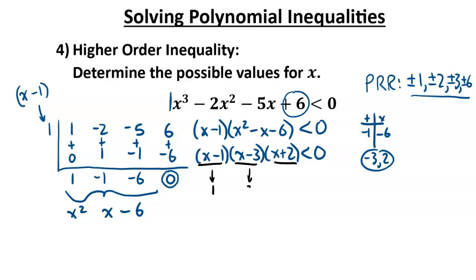If the factor is x minus 1, it has a root of 1. If it's x minus 3, it has a root of 3. And if it's x plus 2, it has a root of -2. And so what we do is we build intervals from all of those numbers between them, and then at all of those numbers as well.